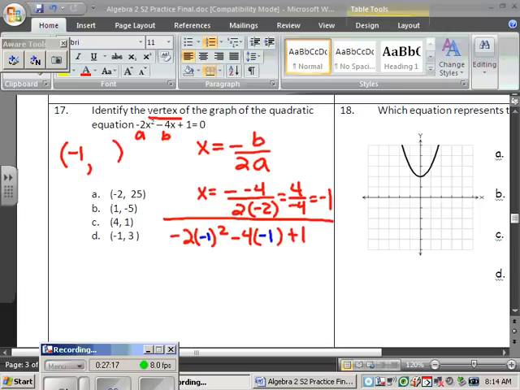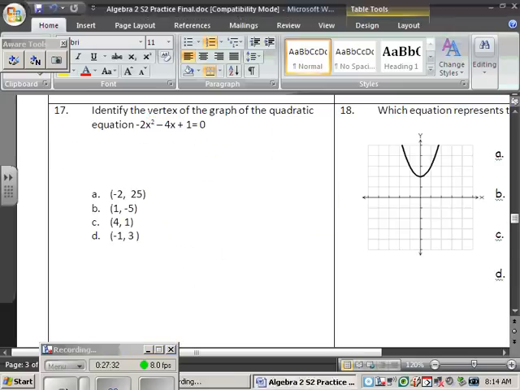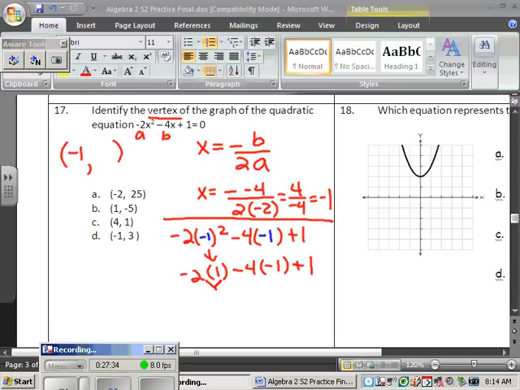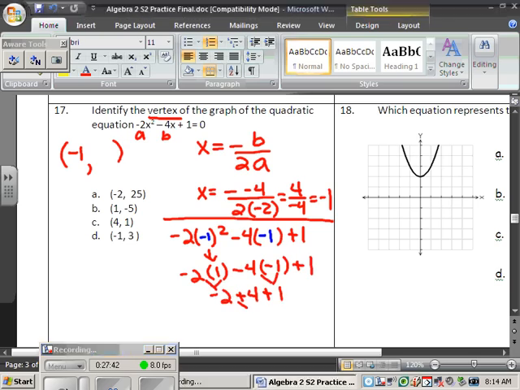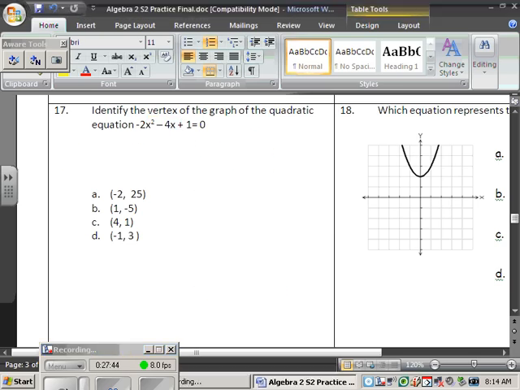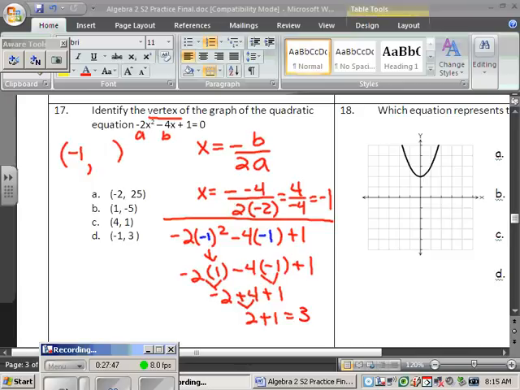Now remember, when you're simplifying this, you're using the order of operations. So do not multiply the negative 2 and negative 1 first. Do not do that. What you need to do is first do your exponent, because that comes first in the order of operations. So negative 1 times negative 1 is positive 1. And then do your multiplying. So you have negative 2 plus 4 plus 1. And then do your adding and subtracting. So negative 2 plus 4 is 2, plus 1 equals 3. And that would be your y value. So your vertex is going to be negative 1, positive 3.